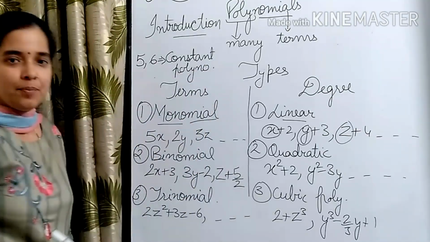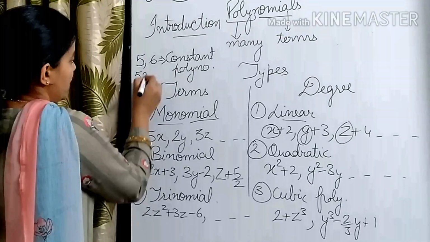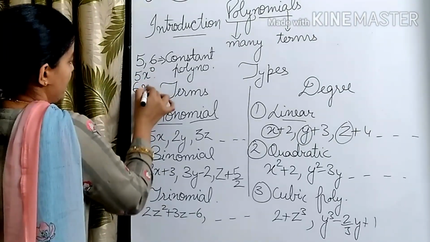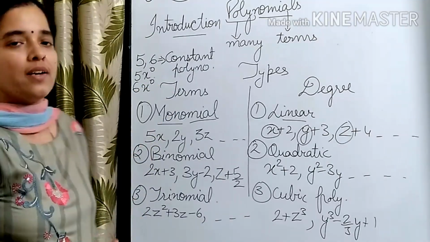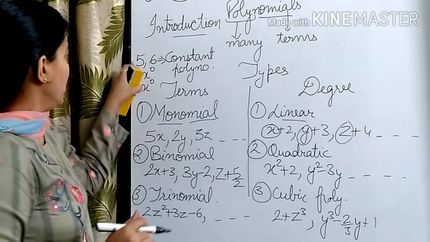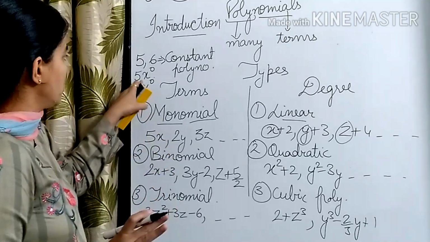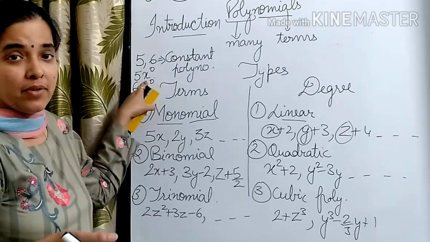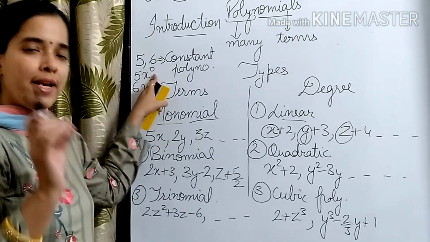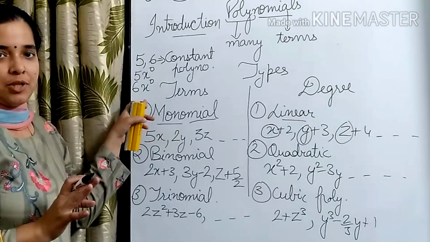They are constant polynomial because we can write them as 5x raised to the power 0 and 6x raised to the power 0. We can write them in this form also. So these are constant polynomial. The numbers which are not having any x, y or z, still they are polynomial because we can assume a variable with them having power 0. And you know, any number having power 0 is 1. So this is constant polynomial.